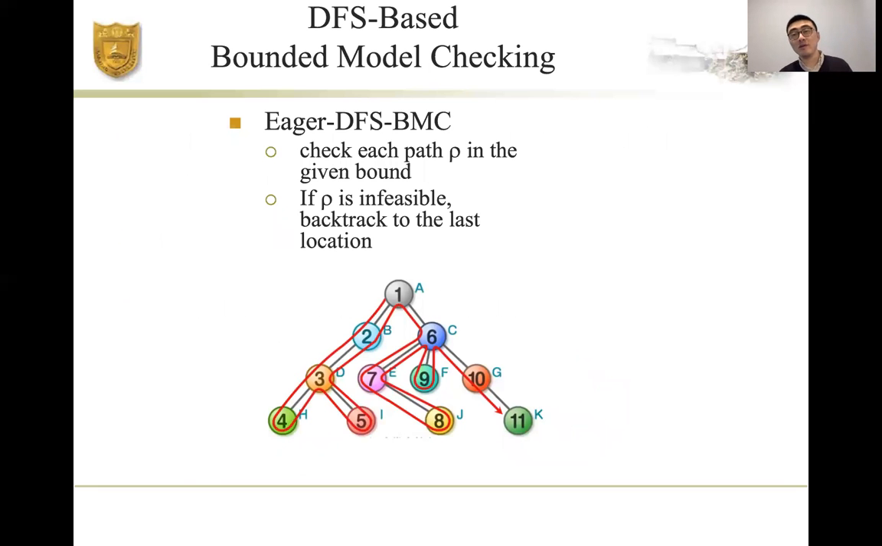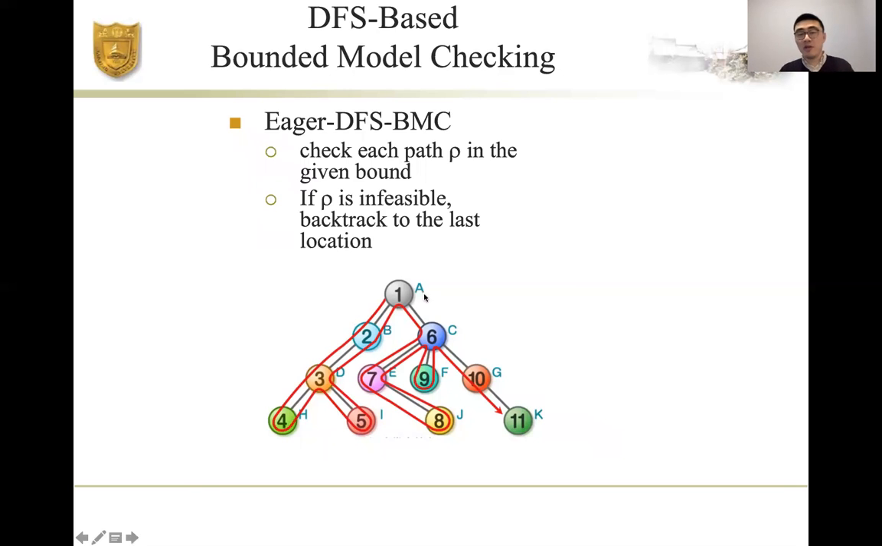So here comes our second part, which is DFS-based bounded model checking. The first solution we have is eager DFS BMC. Why do we call it eager? Because in DFS, we check each path rho in the given bound. If rho is infeasible, then we backtrack to the last location, which is a very typical depth-first search.